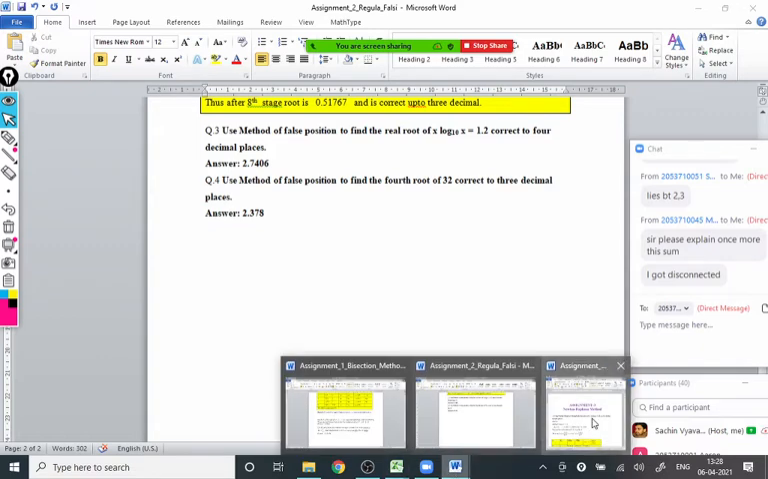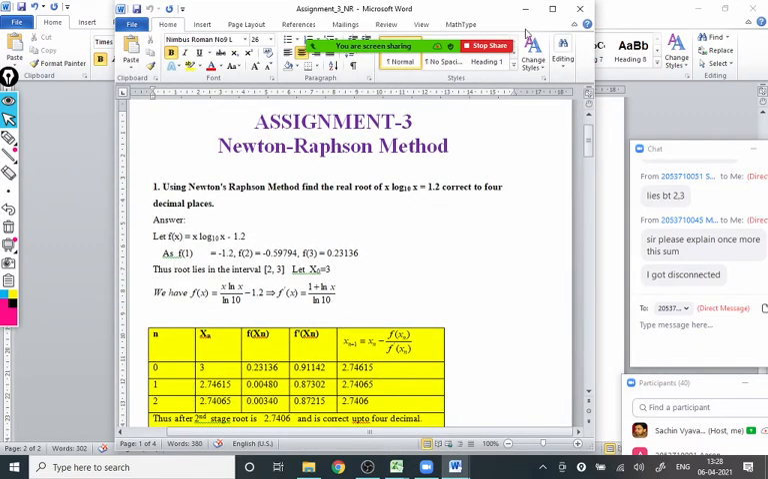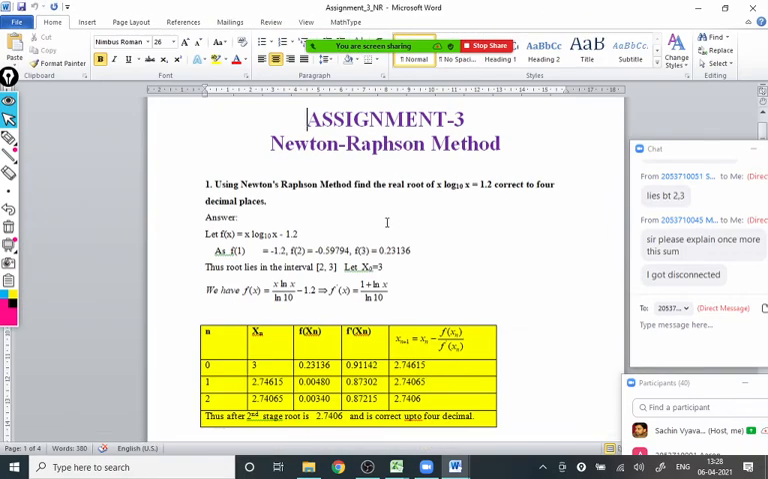And now I will move to the Newton-Raphson method. I have not completely prepared this assignment, so we will just go through this and stop. Later on I will give the assignment on Newton-Raphson also. So right now, this is the first question that we already discussed in the last session.